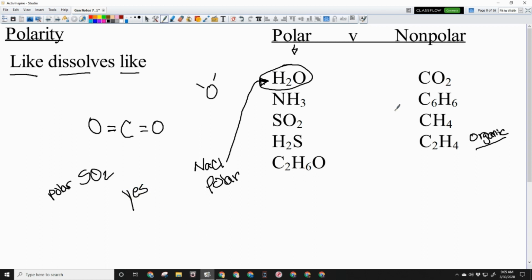But if it says you have a nonpolar molecule of methane, will that dissolve in water? Well, we know that water is polar. So polar and nonpolar do not dissolve. Okay, so like dissolves like. Polar solvents dissolve polar solutes. Nonpolar solvents will dissolve nonpolar solutes. Okay?